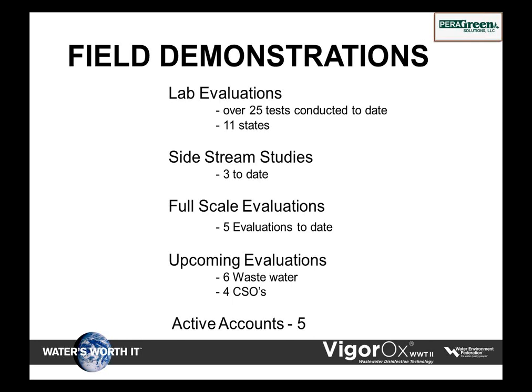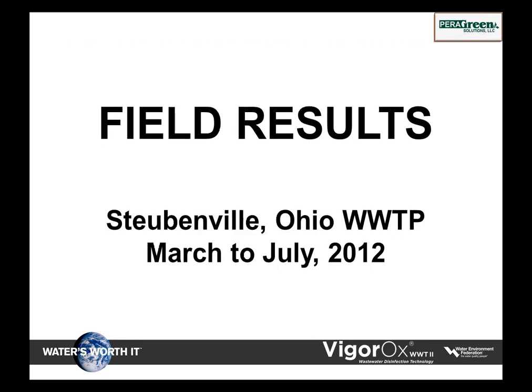Side stream studies, 3 to date. That's the bypass and the redirect. Full-scale evaluations, we've conducted 5 of them, and we have 6 more wastewater and 4 CSOs coming up. Active accounts right now combine CSOs, redirects, reclaims, and waste treatments, 5 active accounts throughout North America. Next slide, please. We'll talk about some of the actual field results.